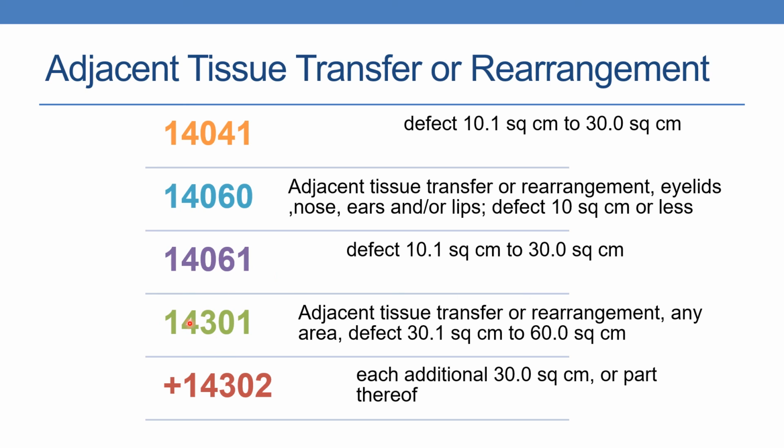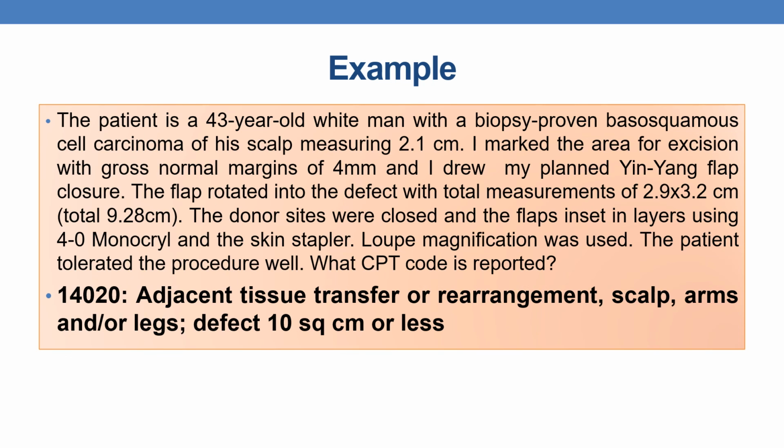The next code is 14301, adjacent tissue transfer or rearrangement of any area. The defect is 30.1 square centimeters to 60 square centimeters. The next is add-on code plus 14302, for each additional 30 square centimeters after 60 square centimeters or part thereafter. That is an add-on code, plus 14302.